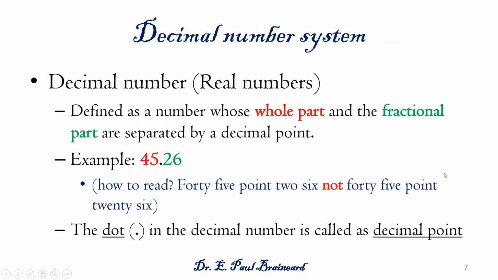How do we read a decimal number? Decimal number or real number is defined as a number whose whole part and the fractional part are separated by a decimal point. Example is 45.26. You have to read it as forty-five point two six. The dot in the decimal number is called the decimal point.